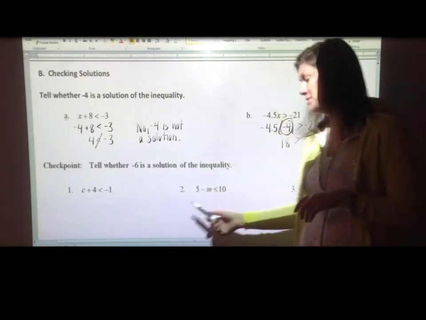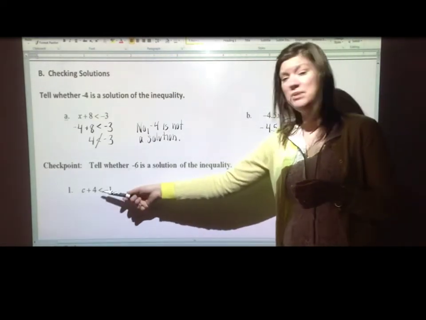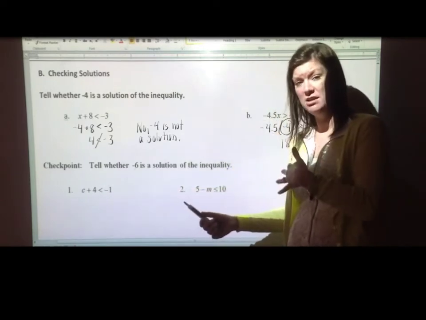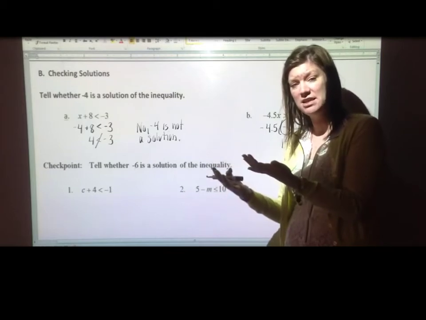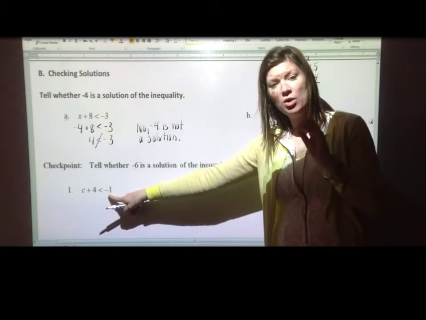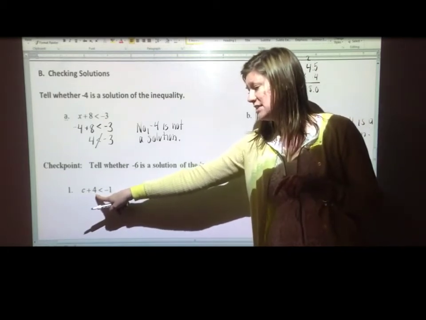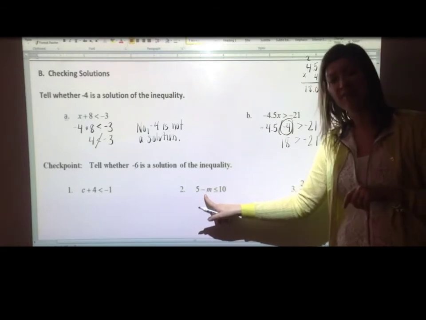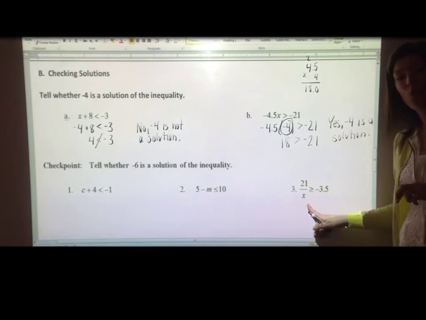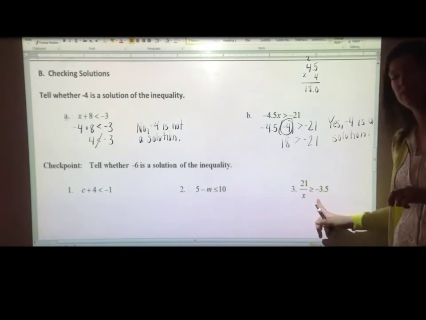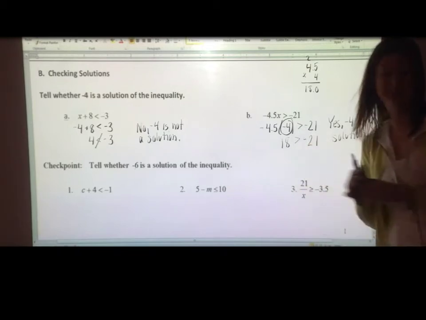Here are 3 problems that I want you to try. Tell whether -6 is a solution for those. You're going to be substituting -6 in for all 3, and you're going to tell me in the end, when simplified, did -6 actually make this inequality true? I'm going to walk away for a second, give you a couple seconds to pause it so that you can read it off. C plus 4 is less than -1. 5 minus m is less than or equal to 10. Last one, 21 divided by x is greater than or equal to -3½. That's your checkpoint for section B.